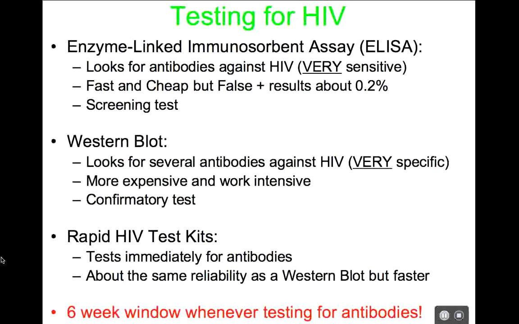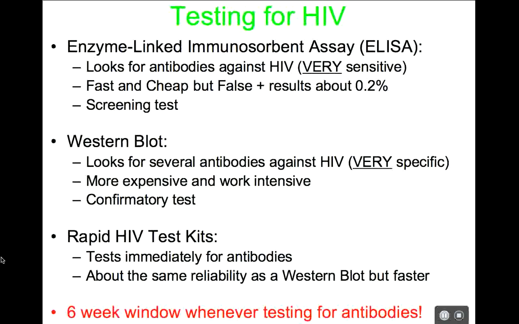The trouble with the ELISA is that it does give a false positive result for 0.2% of patients. In other words, 0.2% of the tests that we run come back positive when the patient does not have HIV. So it's very, very sensitive. Perhaps it's a little bit too sensitive because we do get these false positive results. So the ELISA would be called a screening test, and that's usually how it's used.